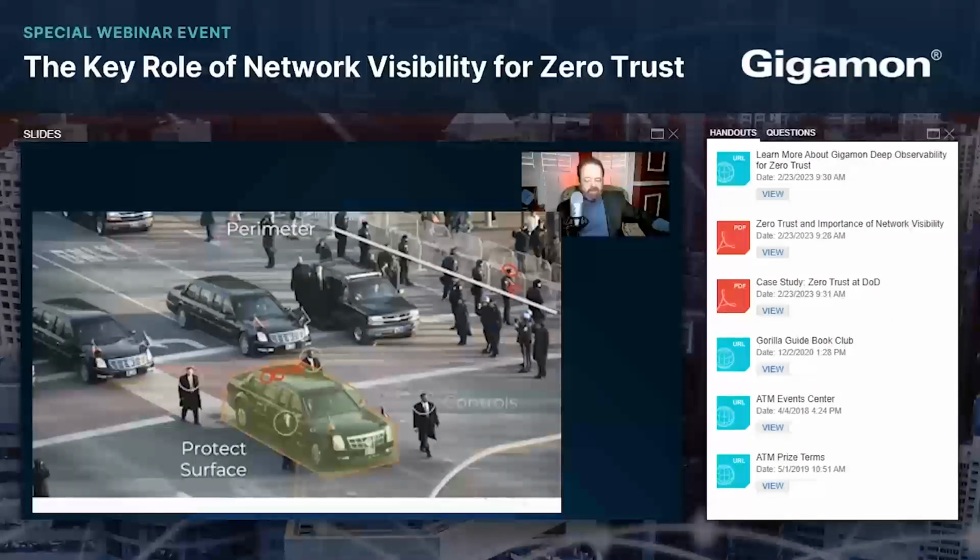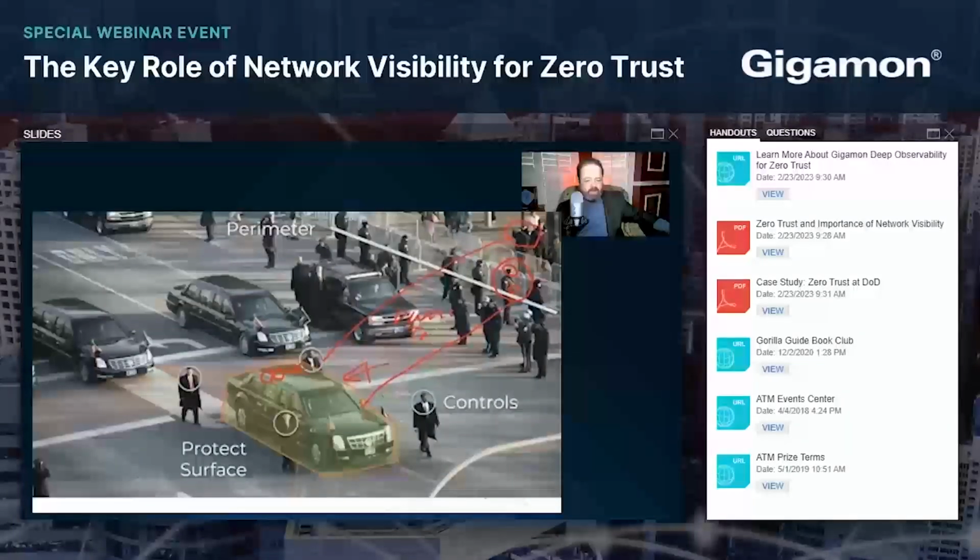So once you understand the protect surface, the second thing you do is you move your controls in adjacent to the protect surface. We don't do this in cybersecurity. Our controls are typically on the perimeter or on an endpoint, which are a long way from the thing we're trying to protect. And this creates that secondary attack surface that we call the internal network.